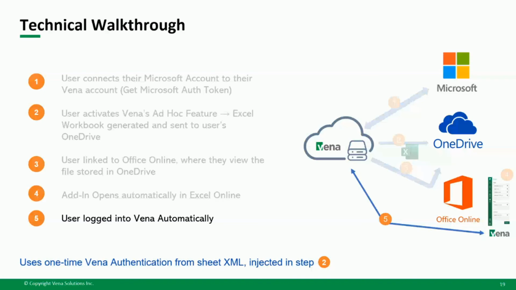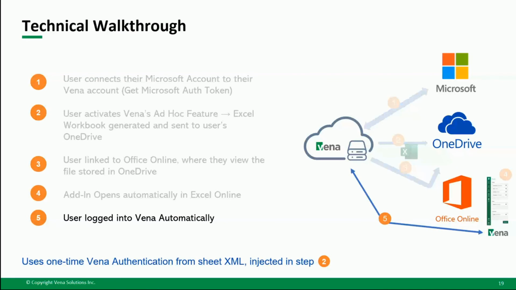Lastly, the user is logged into Vena automatically, taking that one-time auth token that we embedded in the Excel file and using it for its only use: to log into Vena. So this is really important for dodging the step of finding the add-in in the Office store, opening that add-in in a task pane, and logging into that add-in, which is a more traditional path. But we like that this is a little bit more direct in some cases.